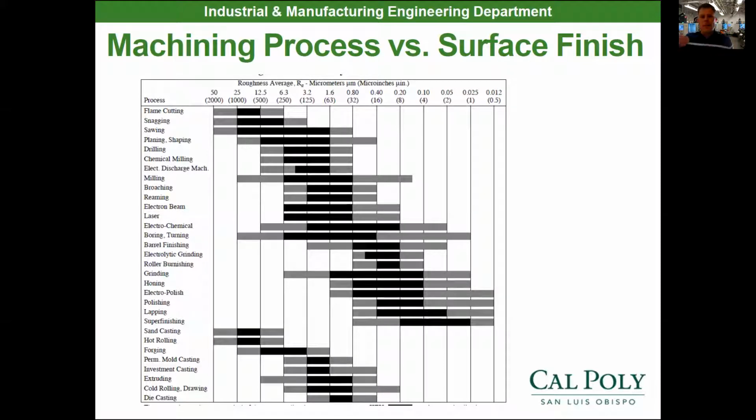Because really, the surface finish and the tolerance go hand in hand, right? Because the surface finish is the peaks and valleys on your part. If you have a real rough surface finish, you're not going to be able to have a tight tolerance because you've got a lot of differences between those peaks and valleys.